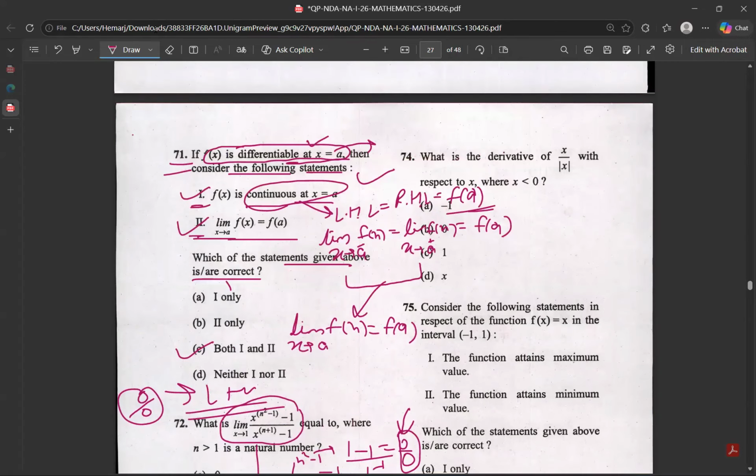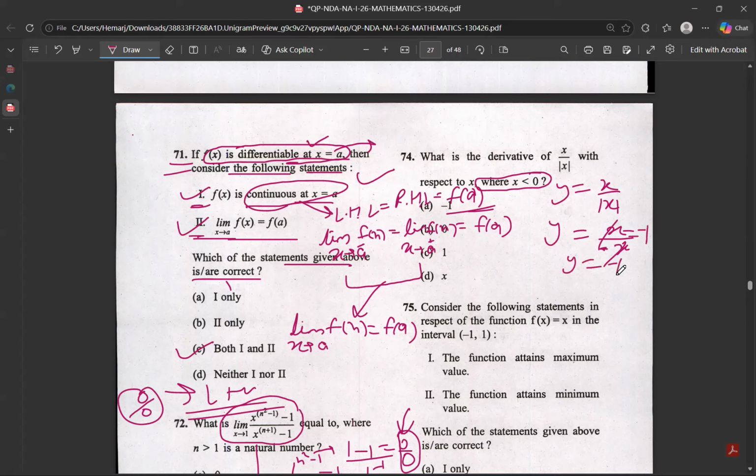Let's move ahead for question 74. What is derivative of this with respect to x? See, where x is less than 0. This is very much important. Where x is less than 0. When x is less than 0, this function x divided by mod x will become x divided by minus x, because when x is negative we will open this modulus sign with a negative sign, so x will cancel out x and this will become minus 1. So y equal to minus 1.